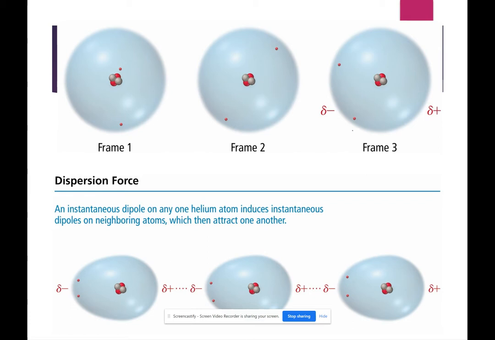If that hydrogen atom then got close, so this in frame 3 is this one, then got close to another hydrogen atom, what it can do is that partial positive end can actually attract the electrons of a second hydrogen atom, thus inducing a dipole on that hydrogen atom, pulling the electrons to that side, creating that partial negative. And then, as we know, partial positive attracted to partial negative, that's a force that's going to hold those particles together.